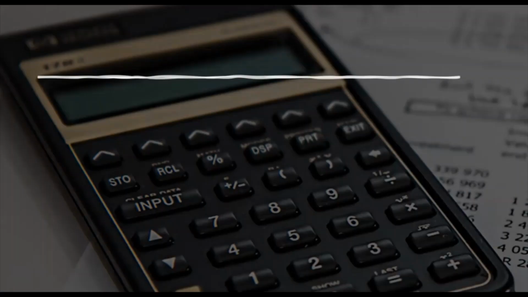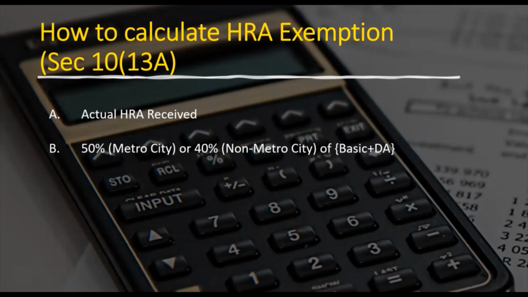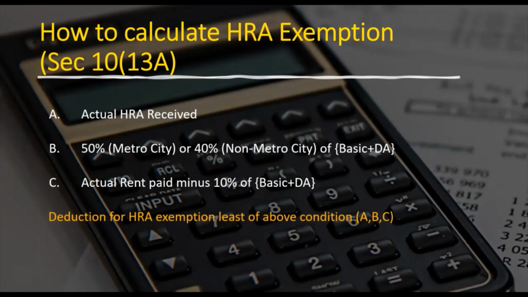Now we will see how to calculate HRA exemption for a salaried person under section 10(13A). Again, there are three conditions, and the least amount of these three conditions will be considered for HRA exemption. The conditions are: first condition, actual HRA received. Second condition, 50% for a metro city or 40% for a non-metro city of basic plus DA. Third condition is actual rent paid minus 10% of basic plus DA. So the deduction for HRA exemption is the least of the above conditions A, B, C.